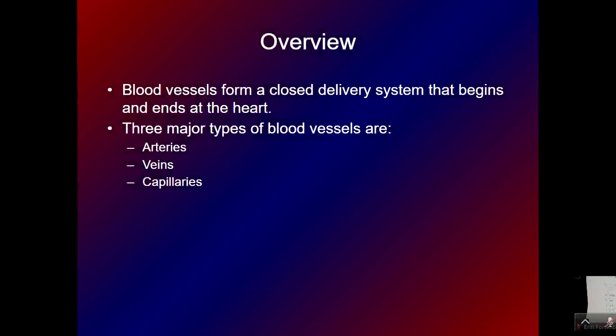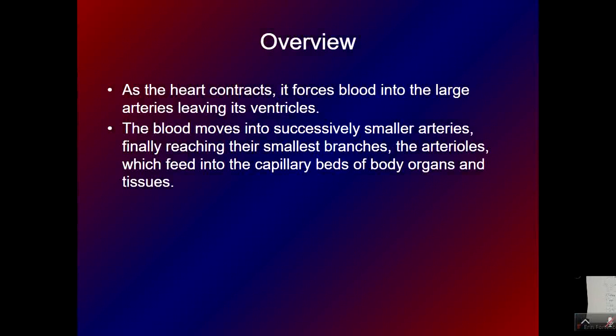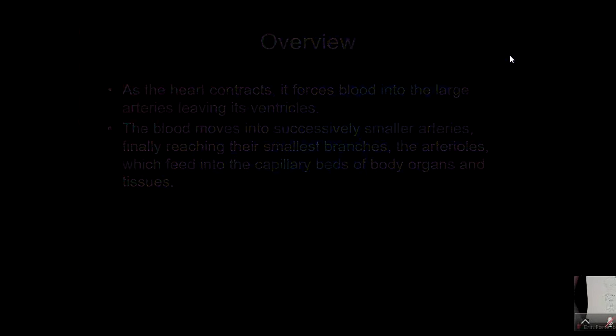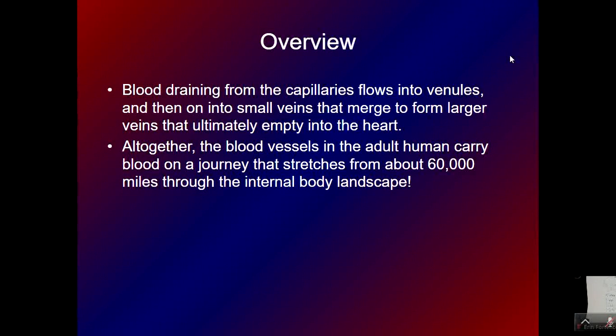So first you need to know blood vessels form a closed delivery system, and basically it all begins and ends at the heart. We have three major types of blood vessels: arteries, veins, and capillaries. As your heart contracts, it forces blood into the larger arteries as the blood leaves the ventricles. And then it moves to smaller arteries, and then much smaller arteries known as arterioles, and then eventually into the capillary beds that feed our organs.